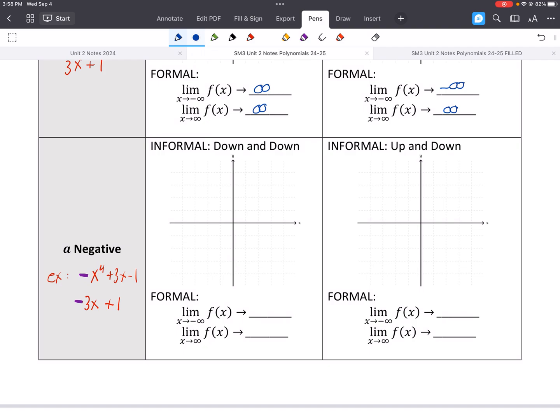And then if we switch it, if the leading term is negative, then instead of going up and up, it's going to go down and down, kind of like a parabola that's facing down. Those are both going down and down, so negative infinity and negative infinity. And then if we do an odd degree, again, it was like this. Now it's going to flip underneath, or reflect. So it's going to be up and then down. So positive and then negative infinity.